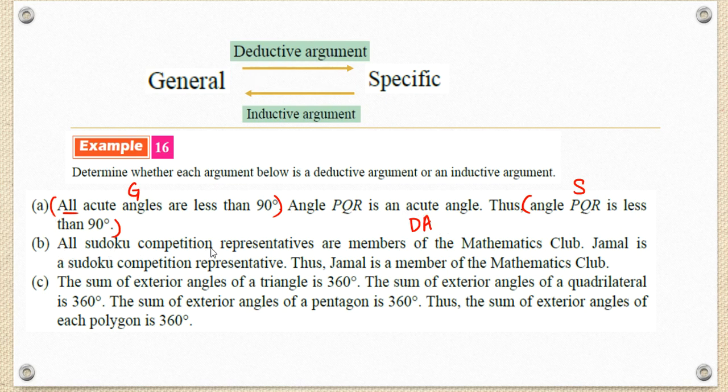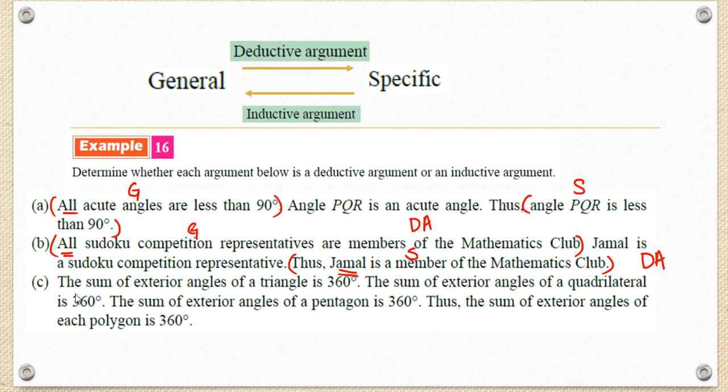Next. All Sudoku competition representatives are members of the mathematics club. Jamal is a Sudoku competition representative. So, thus, Jamal is a member of the mathematics club. You see the keyword "all": all the representatives are members of the mathematics club. This is very general. Then the last sentence, thus Jamal is a member of the mathematics club, is very specific about Jamal. From general to specific is a deductive argument.